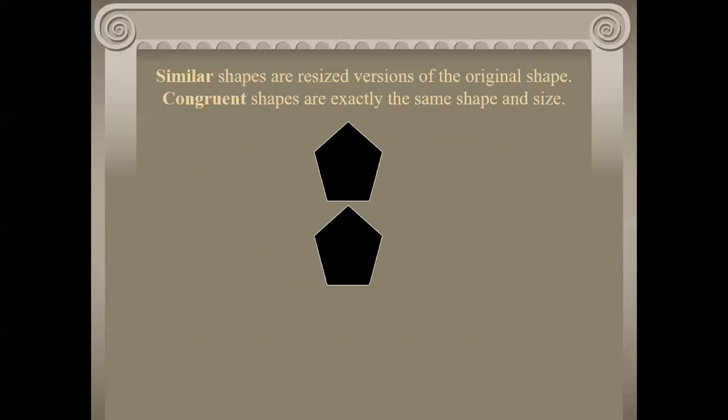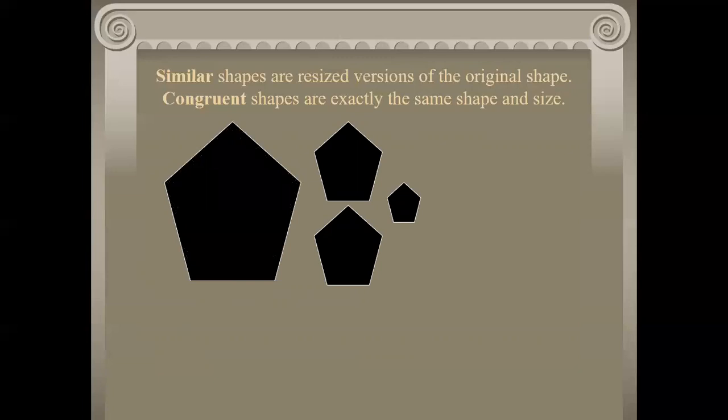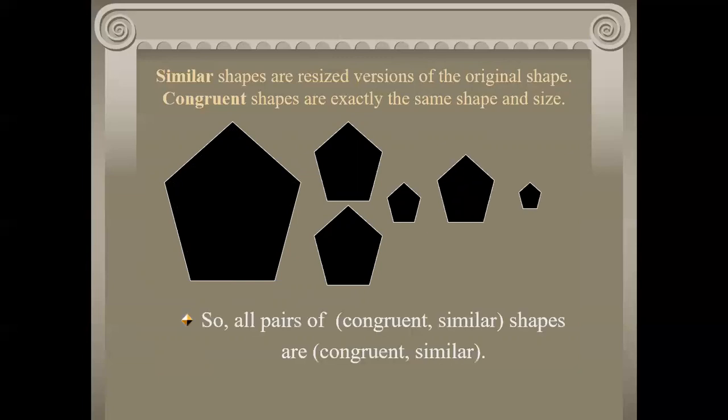Black pentagon, another black pentagon, but they have the same shape and the same size, so they are congruent. But the third one is not the same, so it's similar to them. The fourth one is bigger in size, but it's still the same shape, so similar. So all of those are similar.